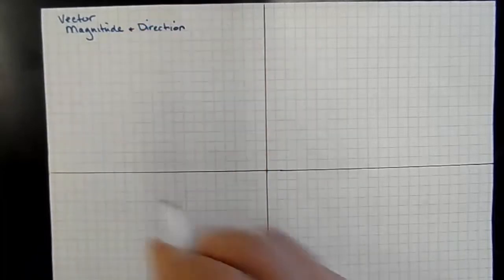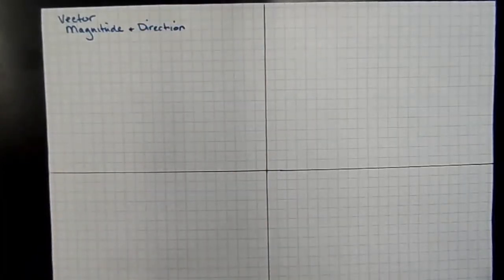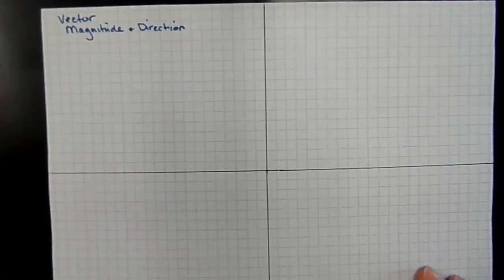So things like velocity or displacement, forces. These are all things that have magnitude associated with them and also a direction associated with them. So this is opposed to something like a speed that is scalar and only describes the magnitude of that property.